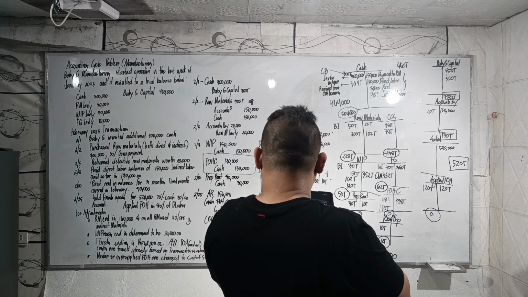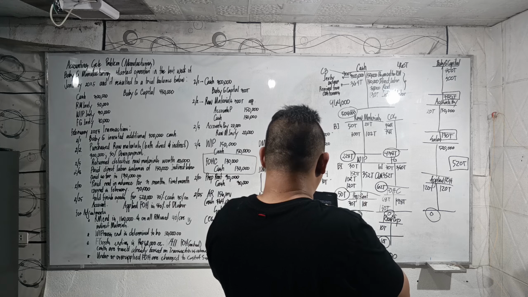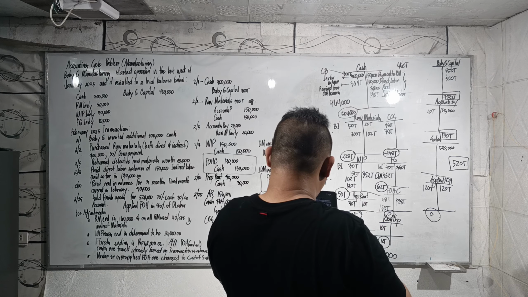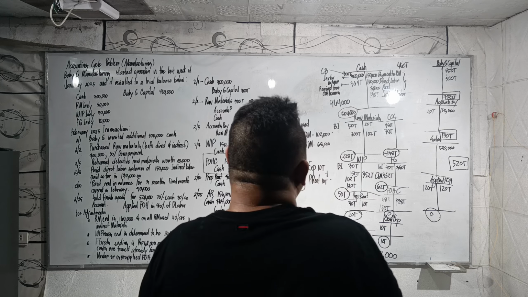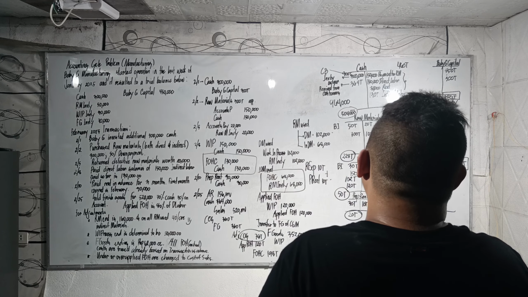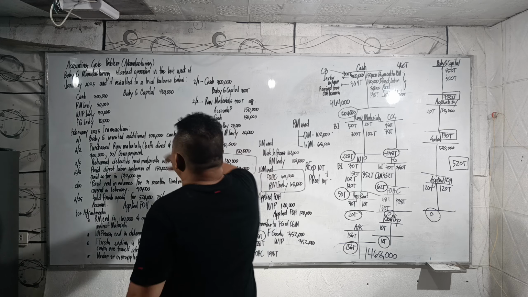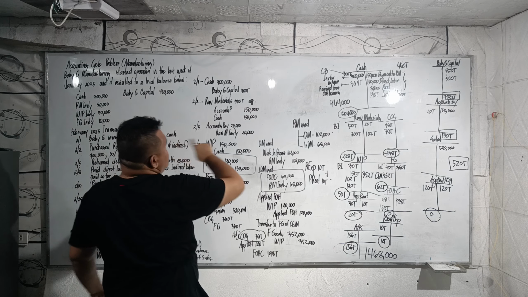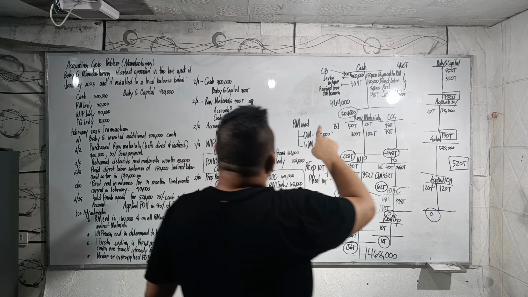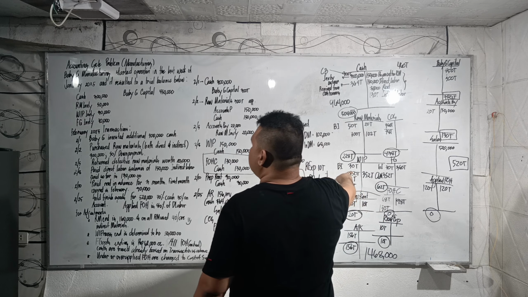plus 438,000. We have 1,468,000. What happened? Where did we get it wrong? Let's check. This is 100,000, 450. So 450. So start with 300 and we have 30 here.